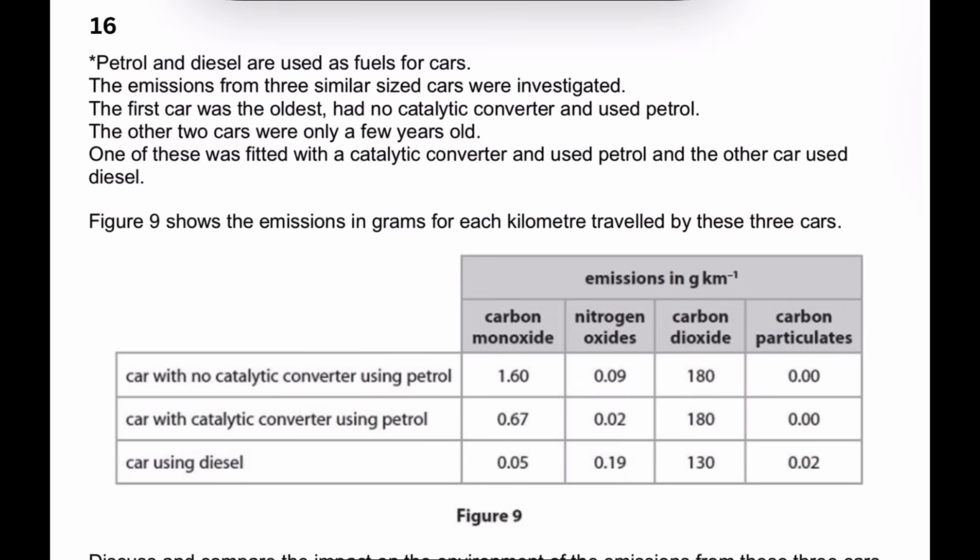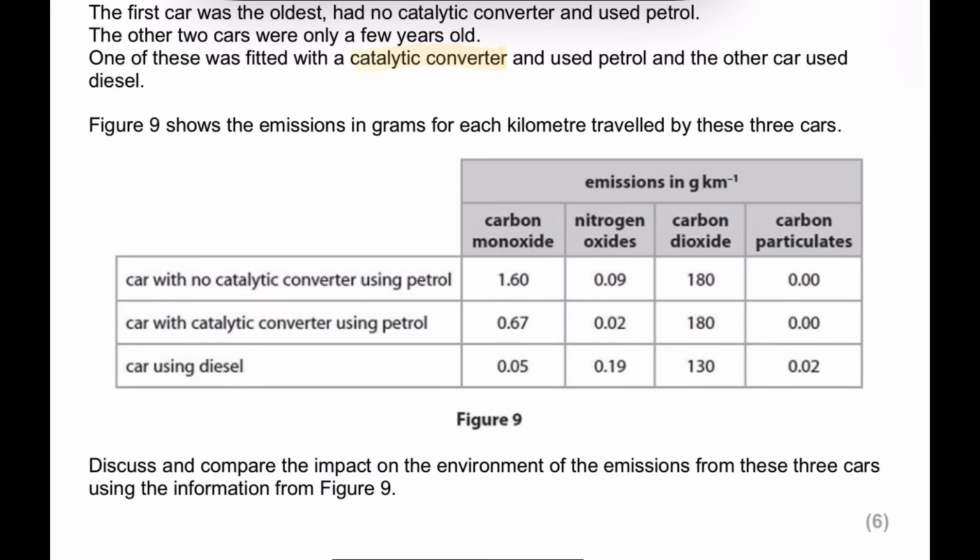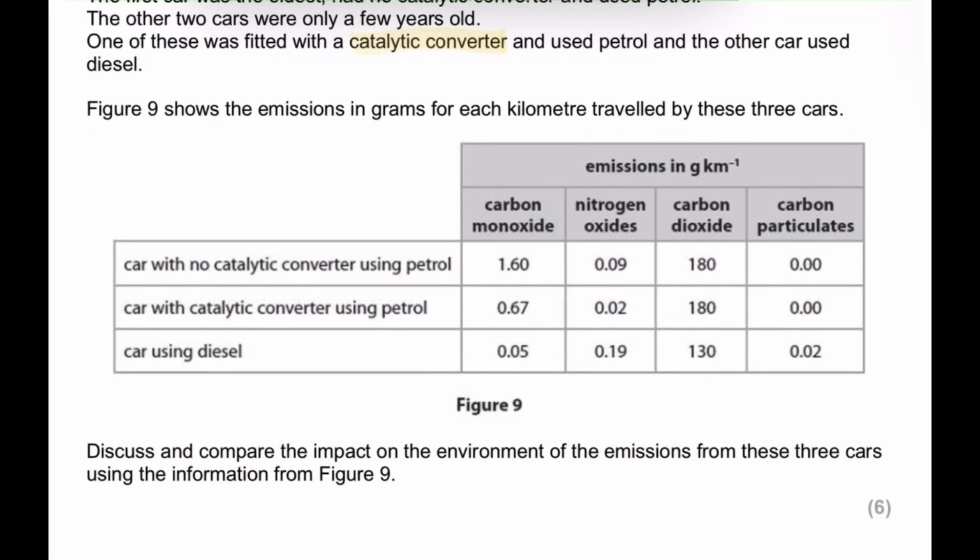Question 16. Petrol and diesel are used as fuels for cars. The emissions for 3 similar sized cars were investigated. The first car was the oldest and had no catalytic converter and used petrol. The other 2 cars were only a few years old. One of these was fitted with a catalytic converter and used petrol, and the other car used diesel. Figure 9 shows the emissions in grams for each kilometer traveled by these 3 cars. Discuss and compare the impact on the environment of these emissions of the 3 cars and use the information from figure 9.